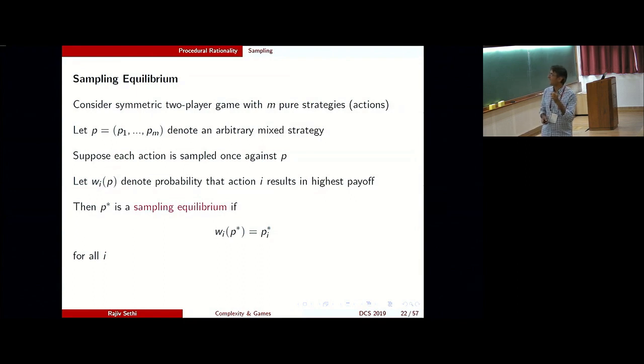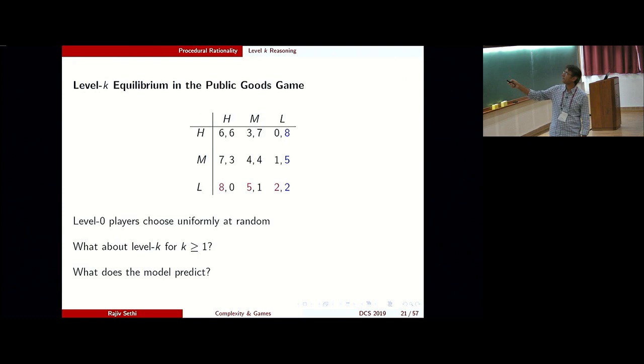Wi is the probability that action i results in the highest payoff when you sample each action once, actions 1 to M. Every time you sample, your opponent is choosing an action with the probability distribution P. So you're picking a randomly drawn opponent from a population with frequencies P. There's going to be some chance that H wins, some chance that M wins, some chance that L wins. All of these can win. You can see H will win, for example, if when I sample H, my opponent plays H; when I sample M, the opponent plays M or L; and when I sample L, the opponent plays M or L. In that case, H will win.